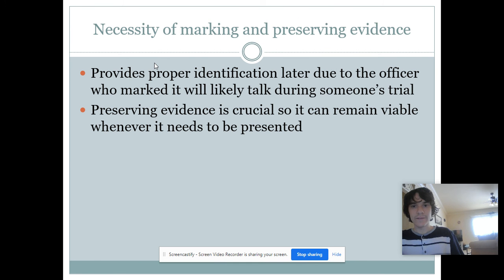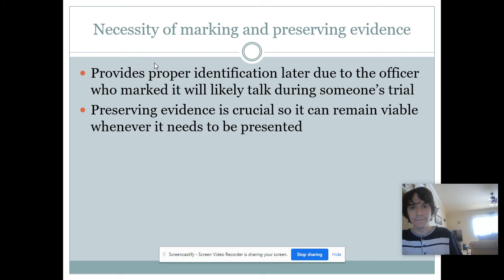The next slide is the necessity of marking and preserving evidence. It provides proper identification when you mark your evidence, which is later used by the officer who marked it in the first place at a trial. It's very common for that to happen. And they usually have to include certain things like the date and the time when the evidence was seized, and usually the name of the suspect and the officer who took the evidence in the first place.